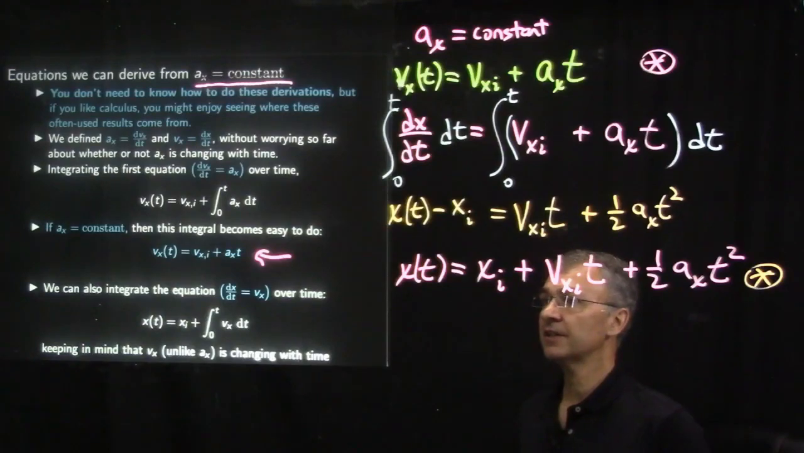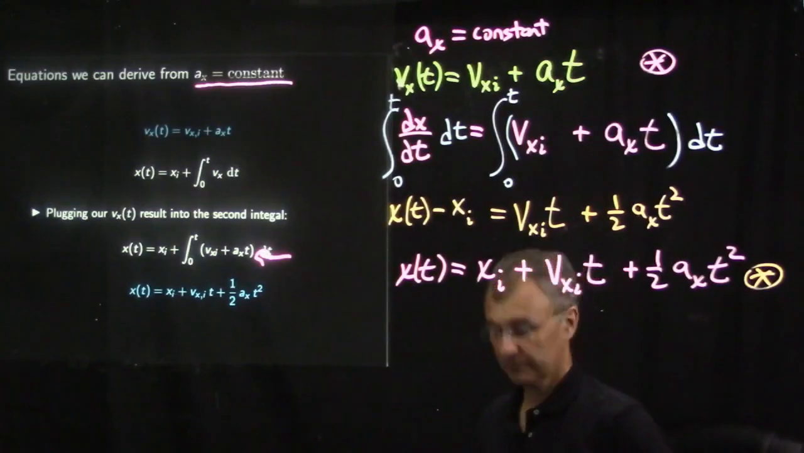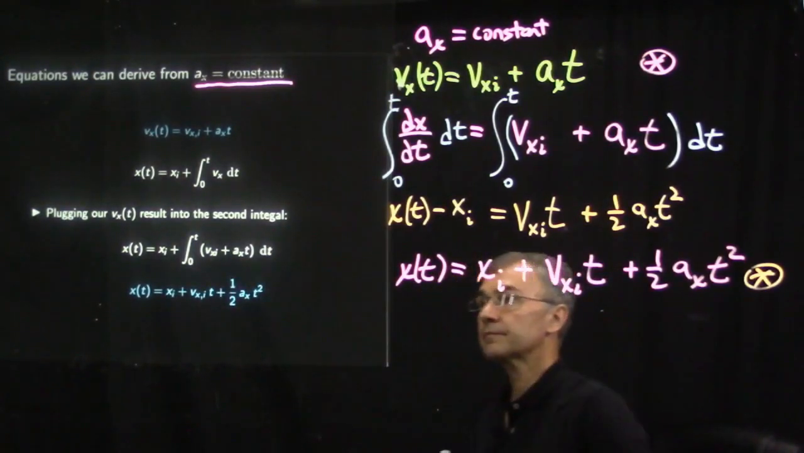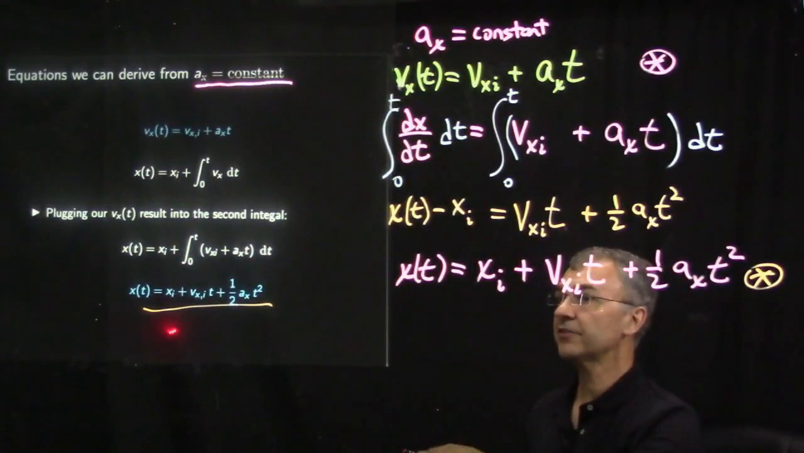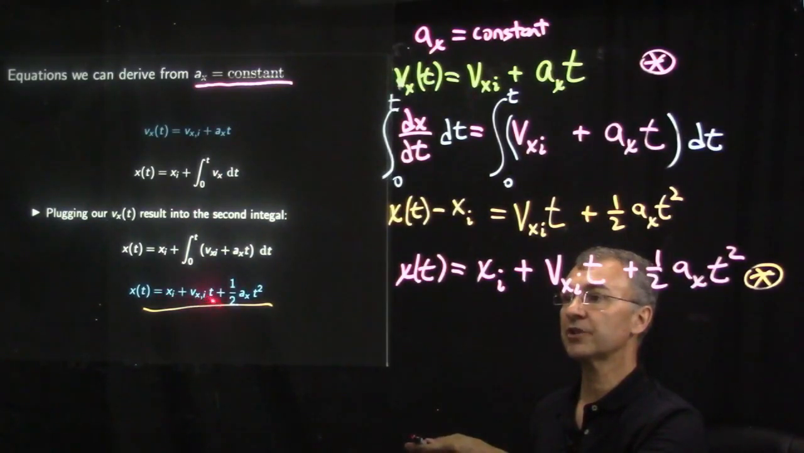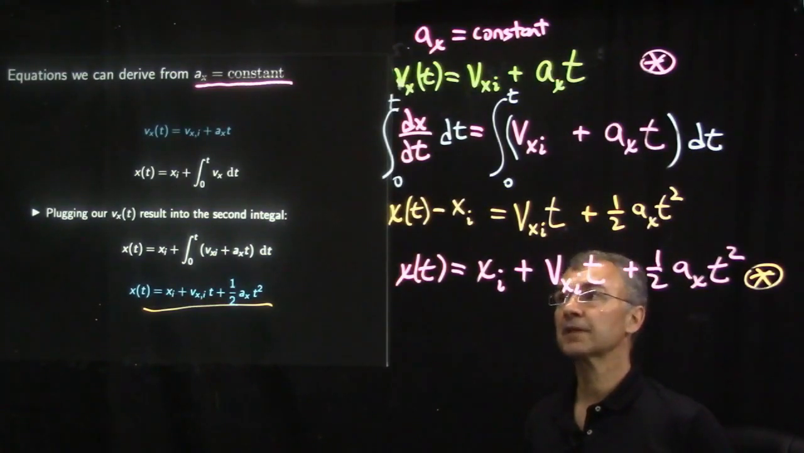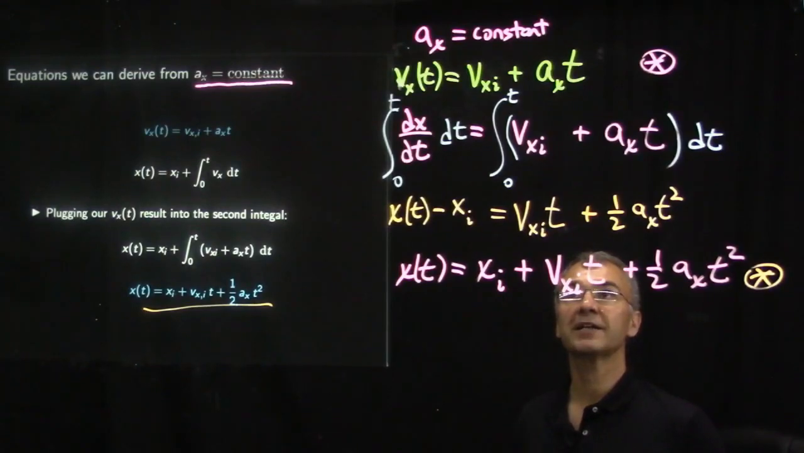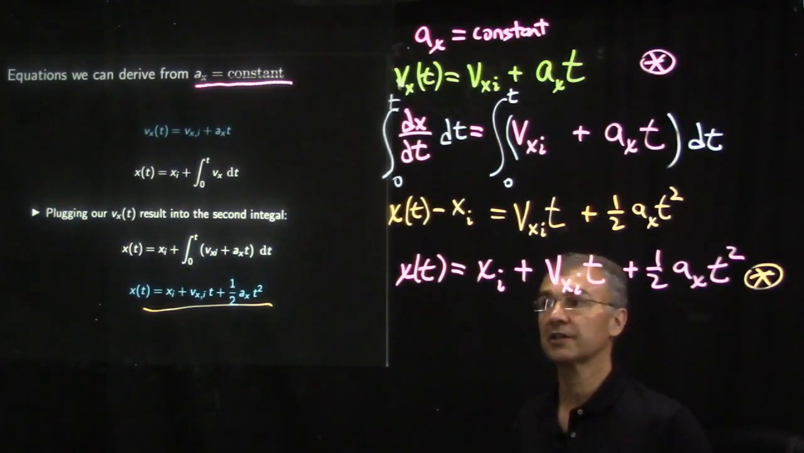And I think I wrote that down over here. So I wrote it down here. So x of t is x initial plus vx initial times time plus 1/2 a sub x t squared. Good. Now there's actually going to be one more result we can get by combining these two starred results. So let's see what that is. It turns out it's useful in problems where you don't care about the value of the time.